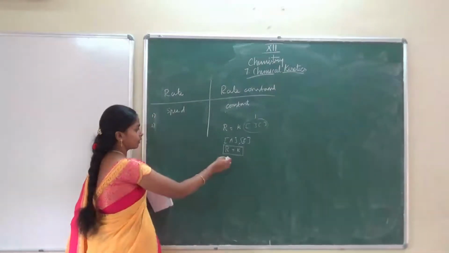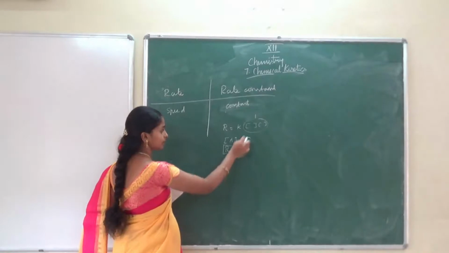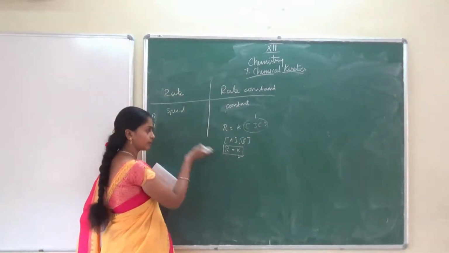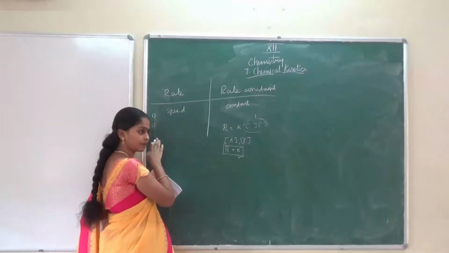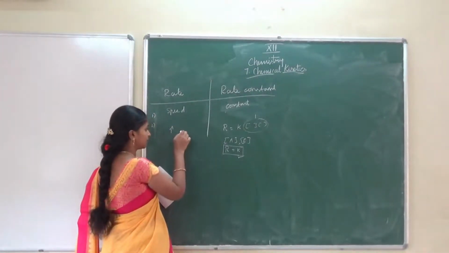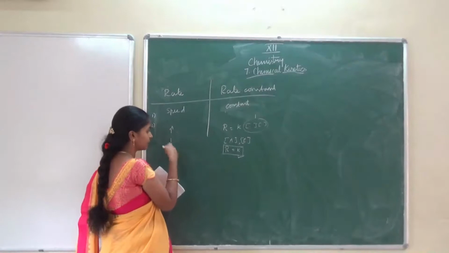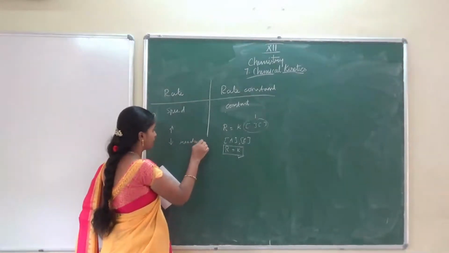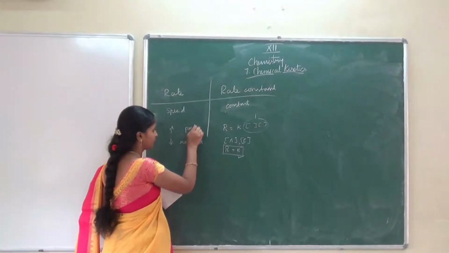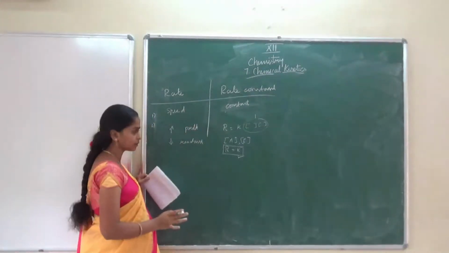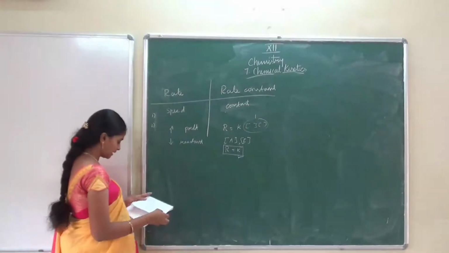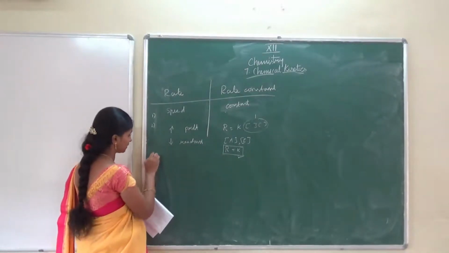So how can we measure the K value? When the reactant concentrations are 1, K is equal to rate. How can we find the rate value? Rate we can find by the increase or decrease in the concentration of the reactant or product for a particular time. That is rate. The next one, third point here: rate depends on the initial concentration of the reactant.